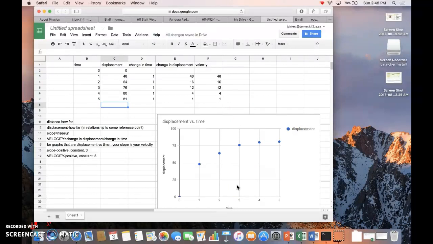But I really just wanted to spend some time making sure that the students understood a little bit more about slope, a little bit about how to use the graphing software in here, and also a little bit more about velocity.